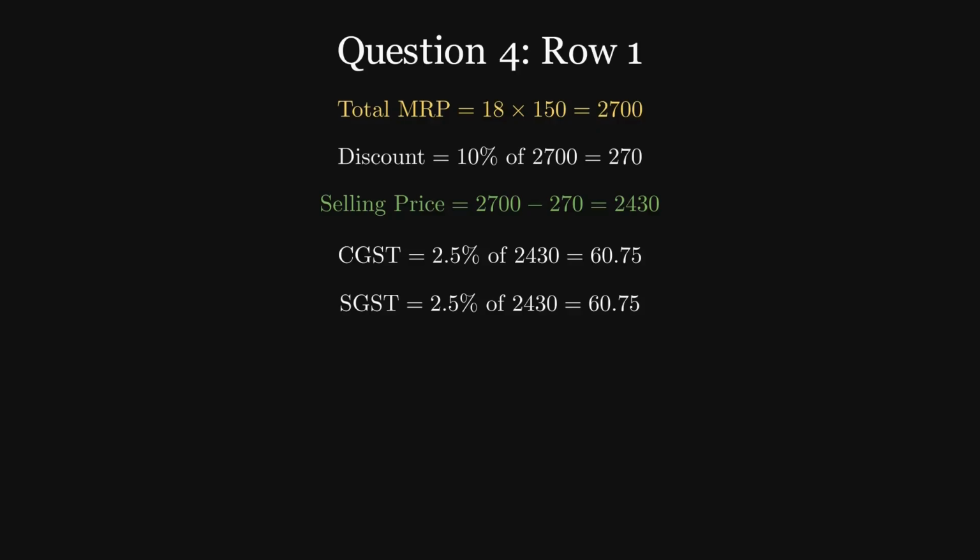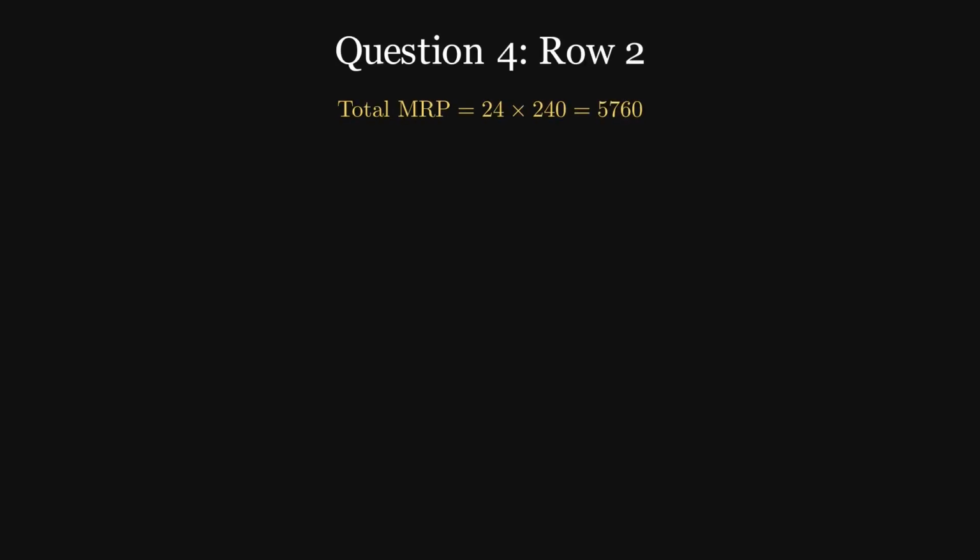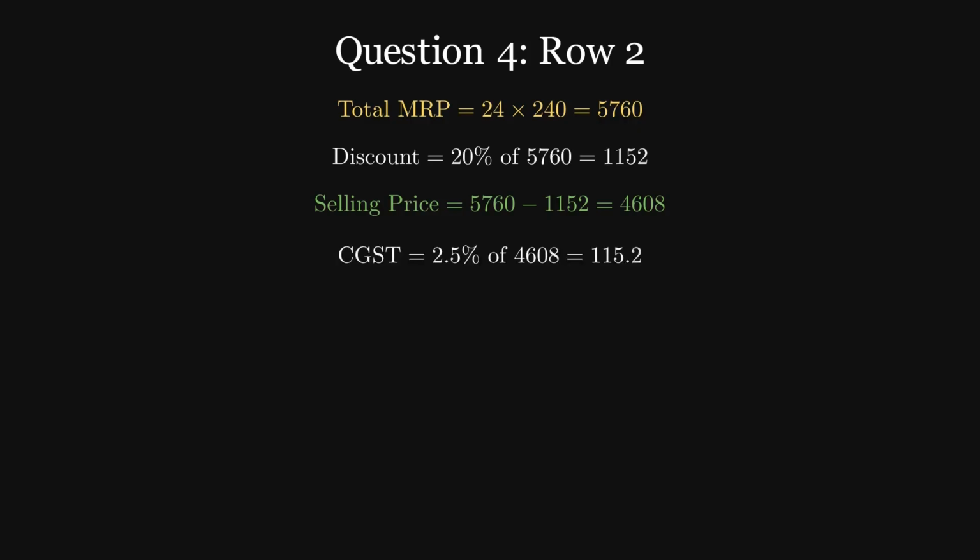Selling price is 2,430. CGST is rupees 60.65. SGST is also rupees 60.65. Now coming for second row. Quantity is 24. MRP is rupees 240 and discount is 20%. Total MRP is rupees 5,760. Discount is rupees 1,152. Selling price is rupees 4,608. CGST is rupees 115.2. SGST is also rupees 115.2.